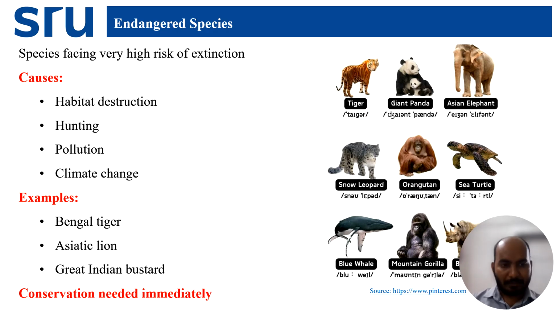These species are required for conservation of the environment, right? Conservation is needed immediately for endangered species, because these species require immediate conservation measures. Otherwise, there is a high risk of extinction.